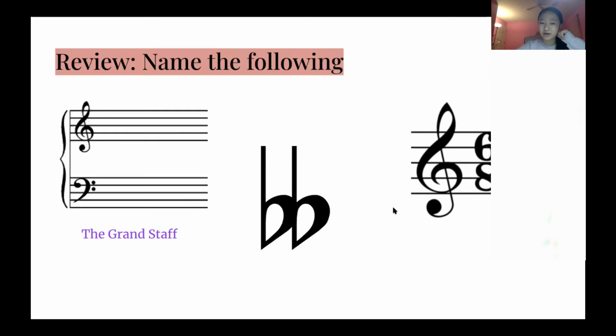Okay, second one, very good. And what does a double flat do? It lowers the note down one whole step. Very good. Okay, and then last one, name the following and then tell me what it means too. Very good. It's called a 6/8 time signature, and the 6 means each measure gets 6 counts, and the 8 means an eighth note gets 1 count. Good. But yeah, make sure you know this is called the grand staff. That is very important, and you usually learn that in level 1, so make sure you know that.